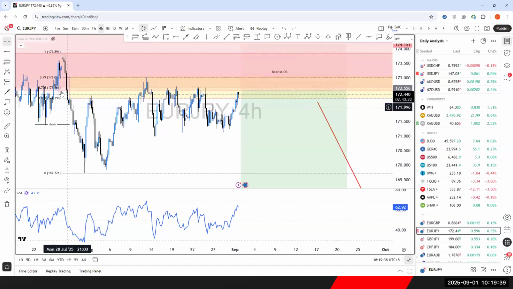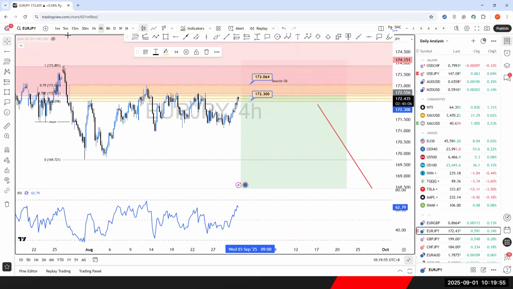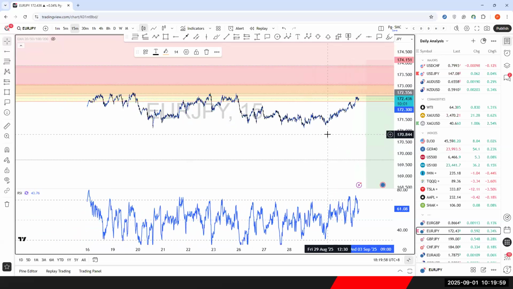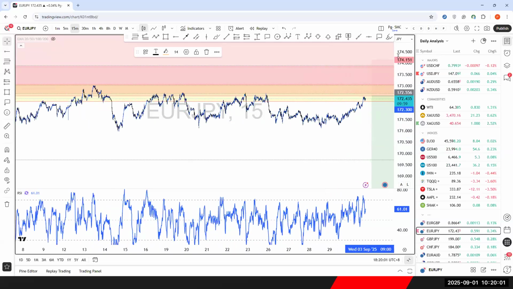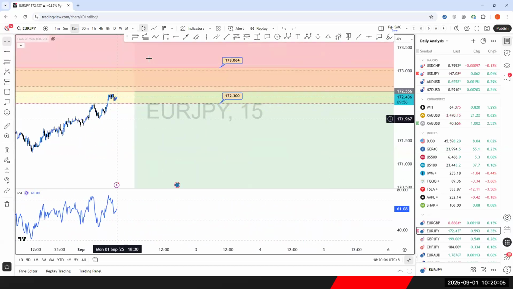Sell here or up to this price. Okay, that's your sell zone in H4. So you sell now, your stop loss should be above that. Or you can wait for the M15 again to go in the zone here.